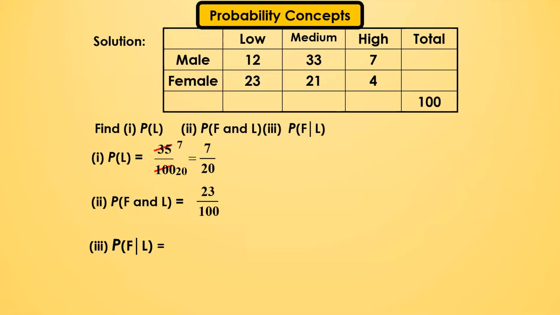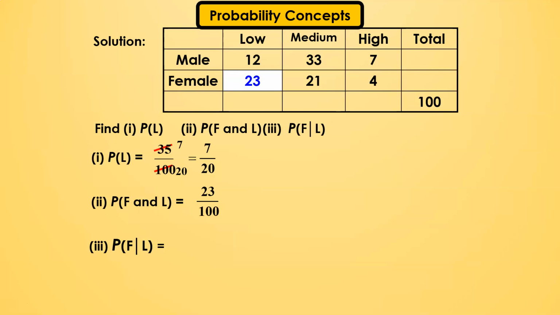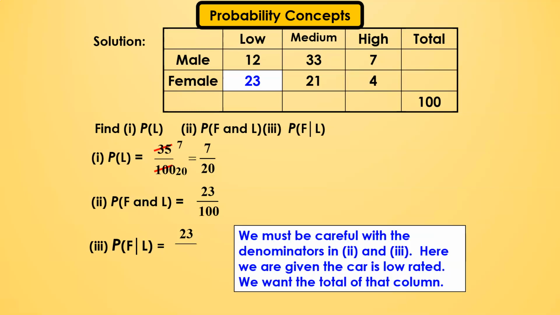So the last one, and again, think about the language: the probability that you select a female given they have a low consumption car. We know that there are 23 females that have a low consumption car. What's different about this question is that given part. It's almost like the low consumption car has been selected, so we selected the low consumption cars only and then took the 23 females with them. So rather than it being out of 100, we actually say it's out of 35.